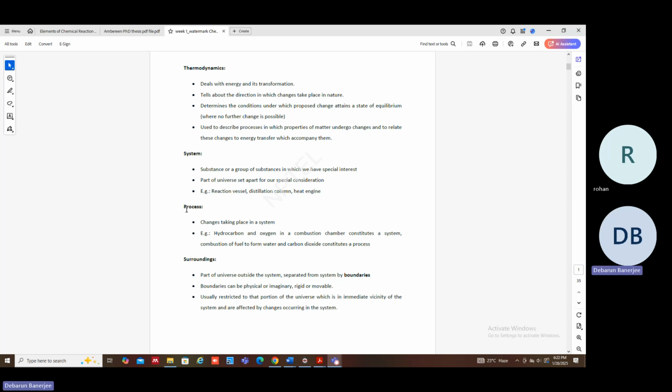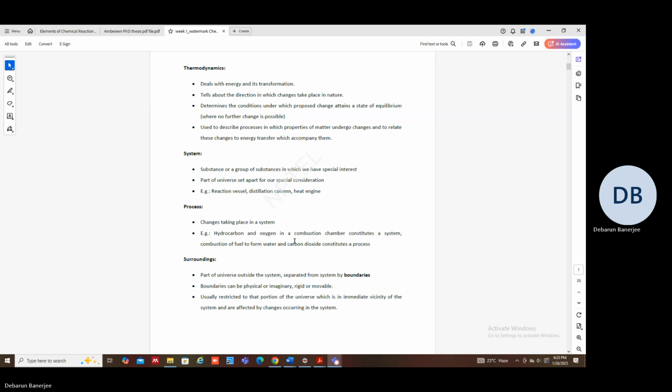Now, obviously, there is a change, as I mentioned. What kind of change is taking place in that particular system, the distillation column or reactor or heat engine? That particular change is called a process. For example, there can be a hydrocarbon and oxygen in a combustion chamber. The combustion chamber is the system, and the combustion of fuel to form water and carbon dioxide is a process, right?